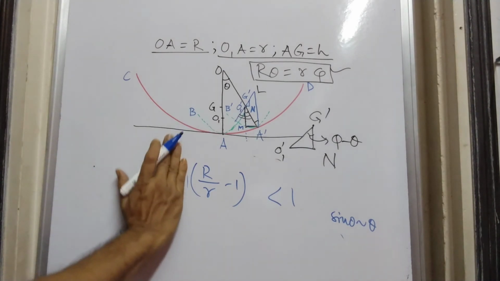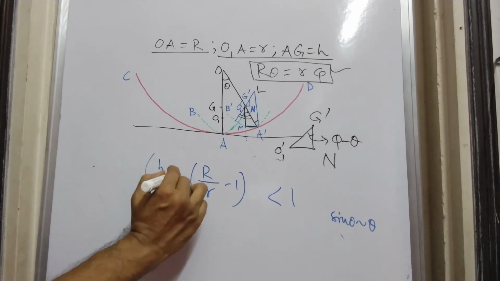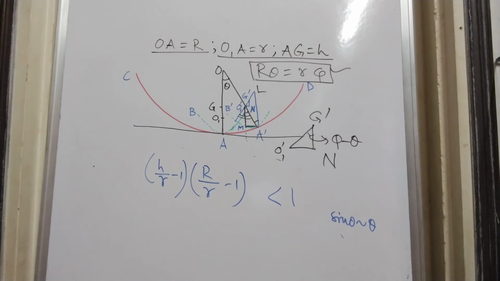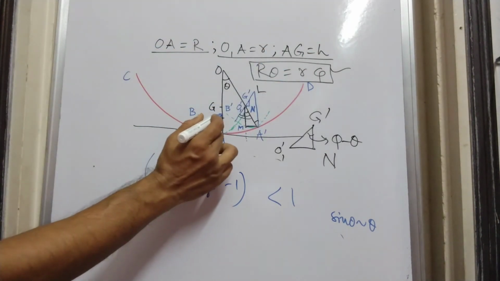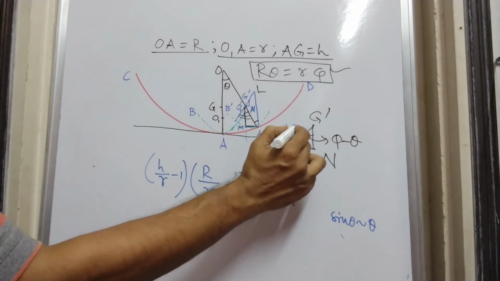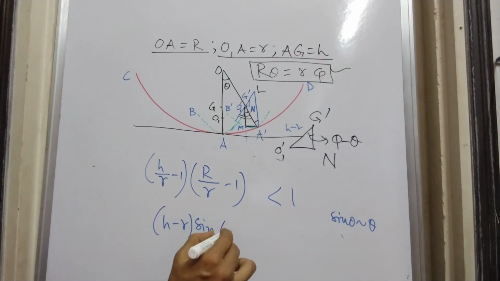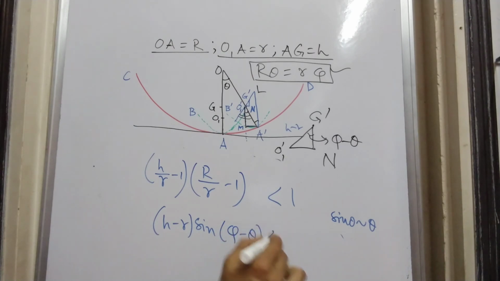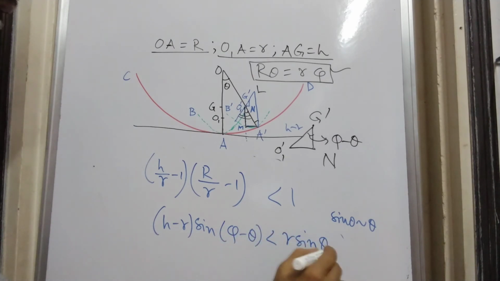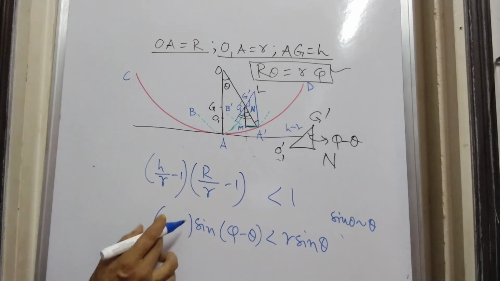So this is h by R minus 1, because this is h minus R. Here it was, you remember, O1 prime G1. This is h minus R. So here we have (h minus R) sine of phi minus theta less than r sine theta. I am again writing it to ward off this confusion, and divided with this R here, so it becomes h by R minus 1.